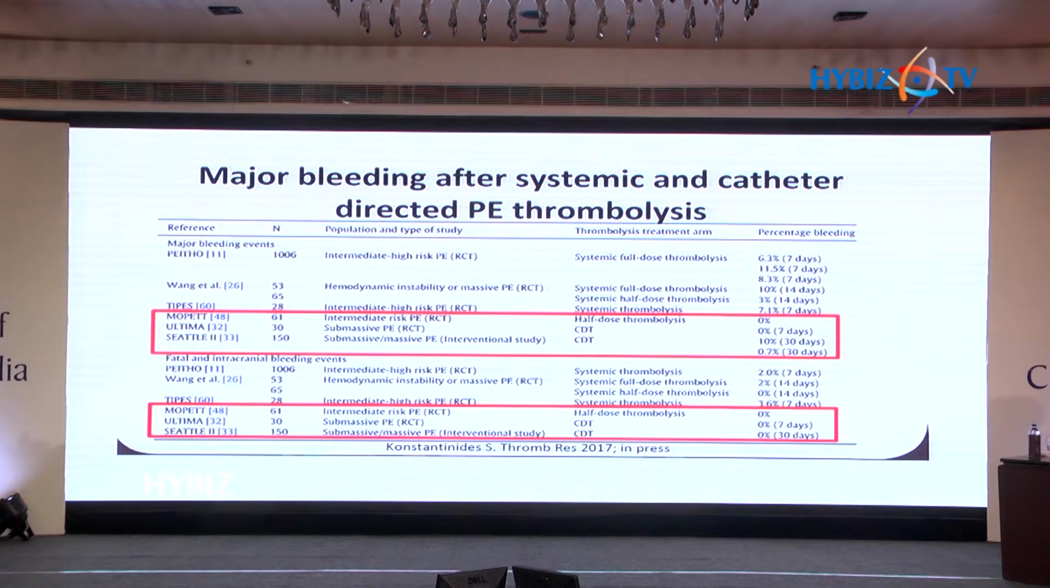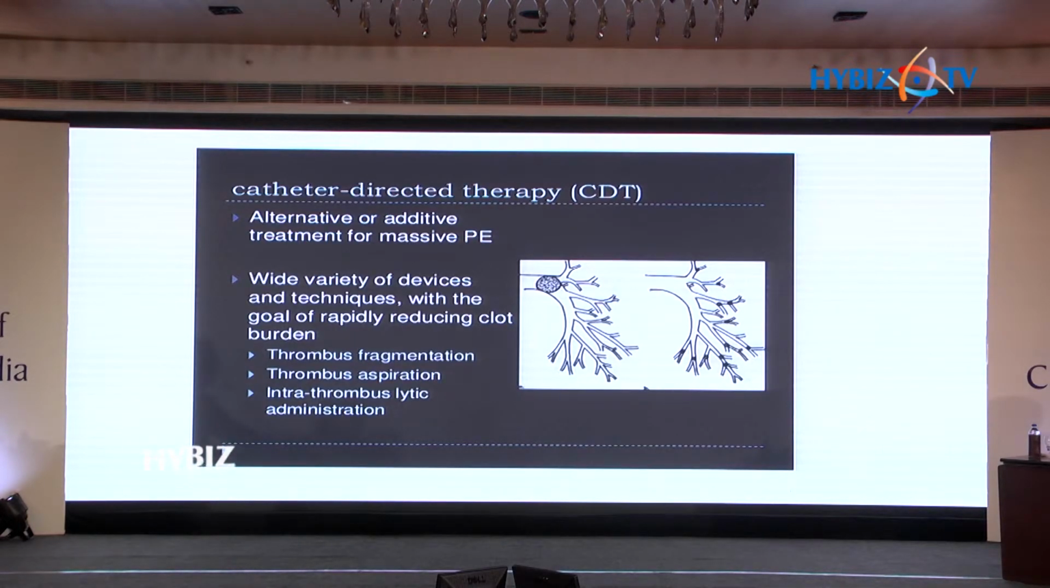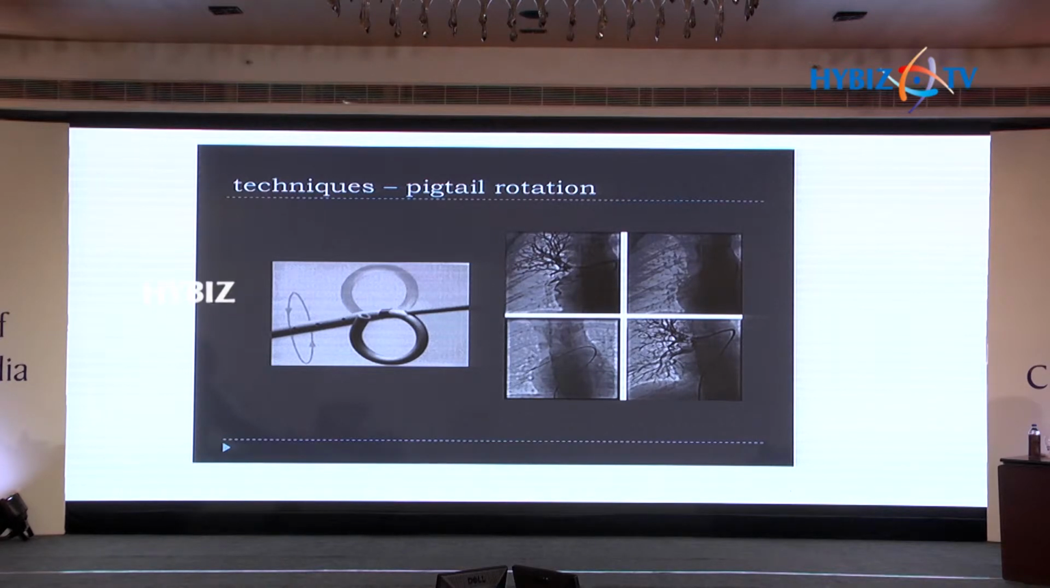So based upon this encouragement, various catheter-directed therapies have been developed, which involve thrombus fragmentation, thrombus aspiration, or intrathrombus lytic administration using ultrasound, or even rheolytic therapy. A simple pigtail has been used in some of the trials, where the pigtail is rotated across the thrombus, fragmenting it and locally delivering half the dose of lytic therapy, which actually enhances clot lysis much more rapidly, and with less systemic bleeding.